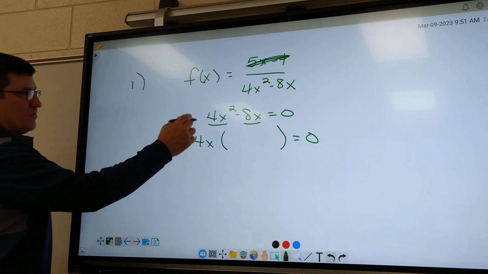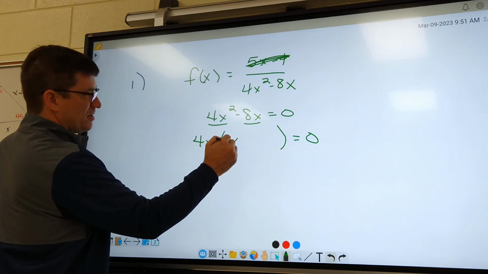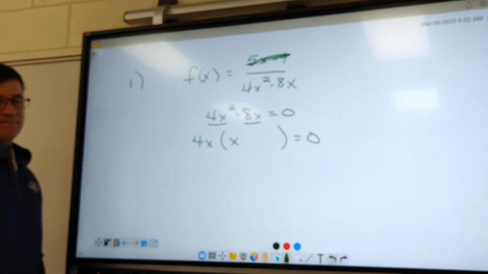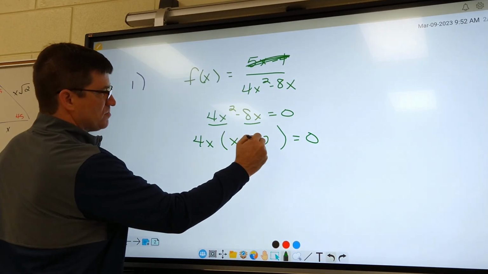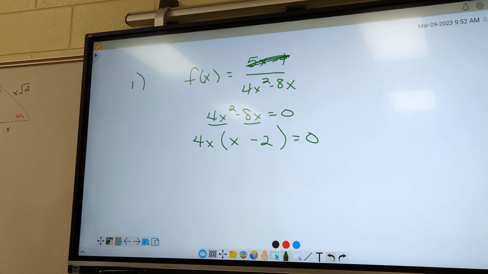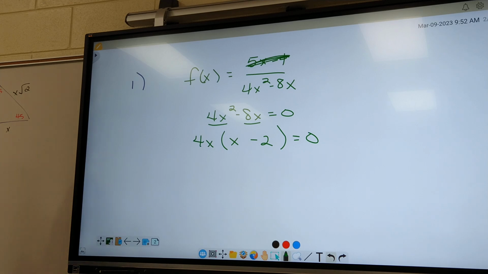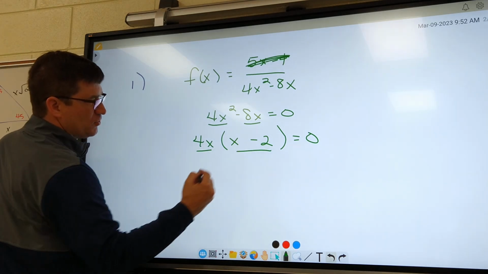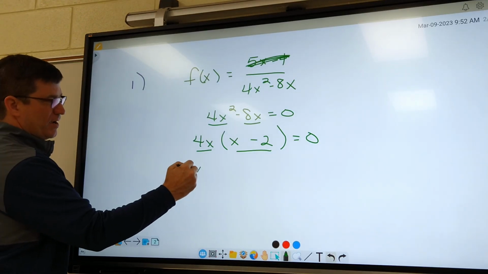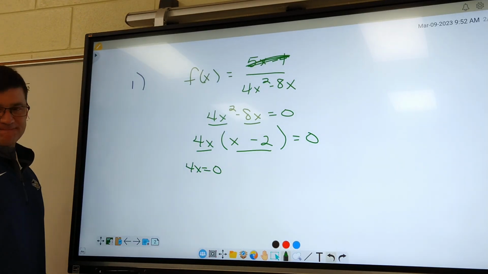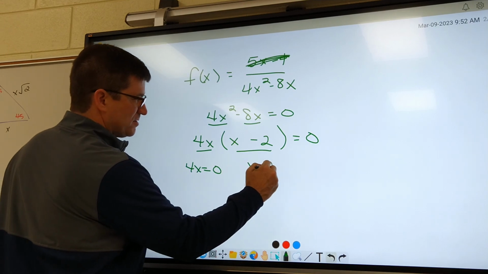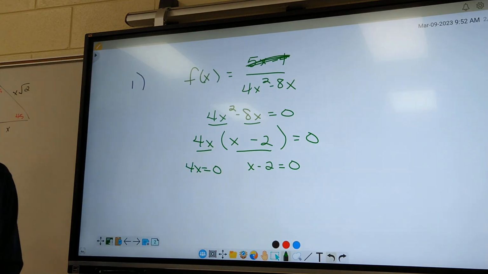All right, so 4 divided by 4 is 1. Subtract an x away. I got x there. 8 divided by 4 is minus 2. Everybody good on how we got that inside the parentheses? All right, so what you have to do now, you have to set each one of these equal to 0. So I got 4x equals 0 in the front. I got x minus 2 equals 0 in the back.